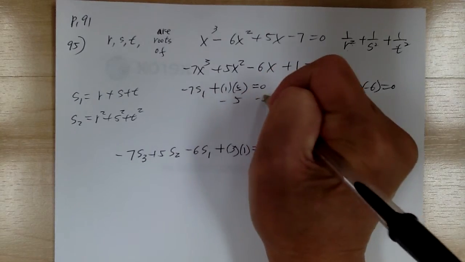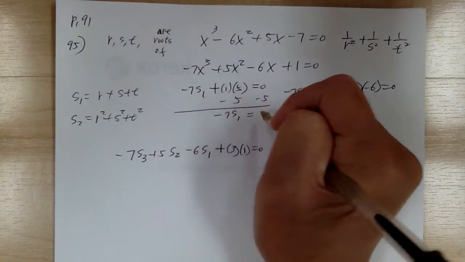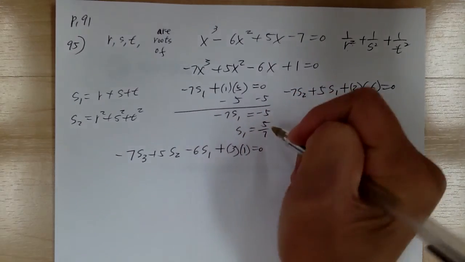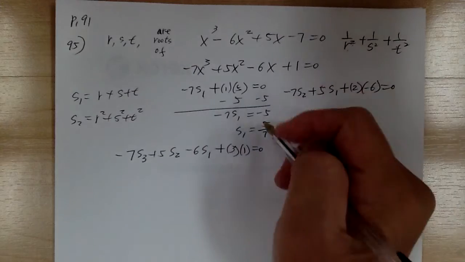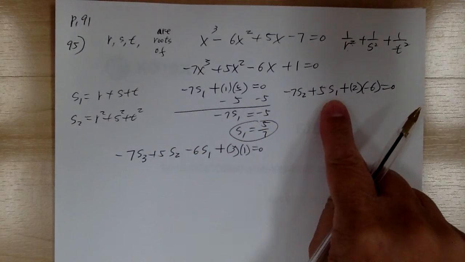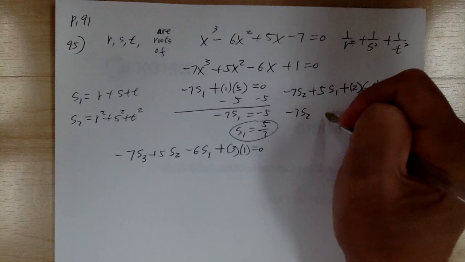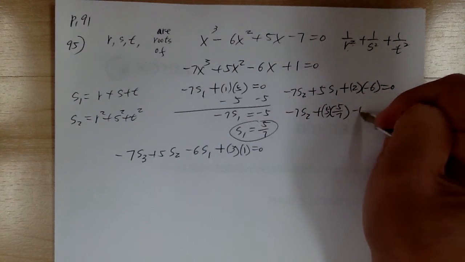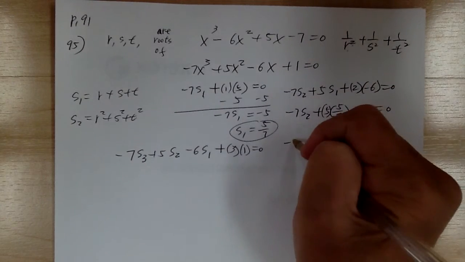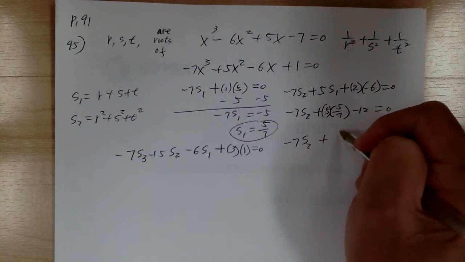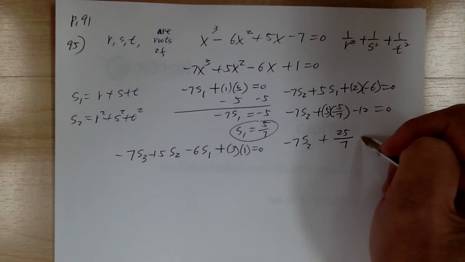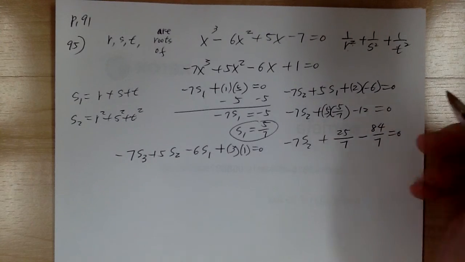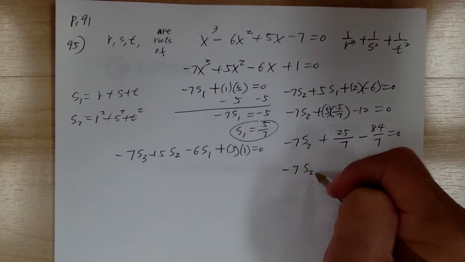So from here you can solve. Minus 5 on both sides. So -7 S1 equal to -5. So S1 equal to 5/7. Now we can substitute into here. So -7 S2 plus 5 times 5/7 minus 12 equal to 0. So -7 S2 plus 25/7 minus 84 equal to 0.